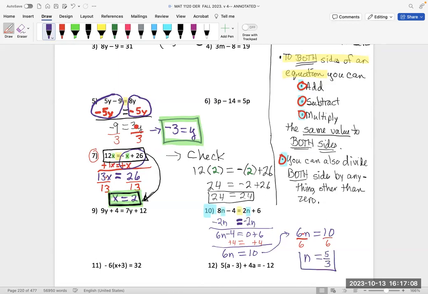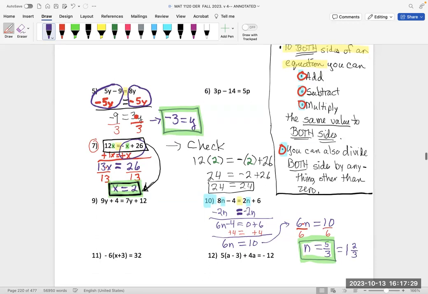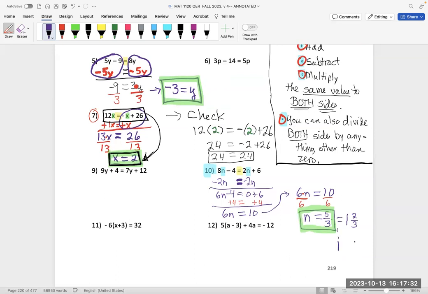n equals 5/3 is what I would put. If I had to change that to a mixed number, it slides over to the right. 5 divided by 3. Yes, if it's a calculator deal, you could put it into a calculator. If you're not allowed a calculator, your mixed number will be 1 2/3. The reason is this 5/3 comes over. This is 5 divided by 3. The remainder 2 is the numerator, and your denominator remains the same.